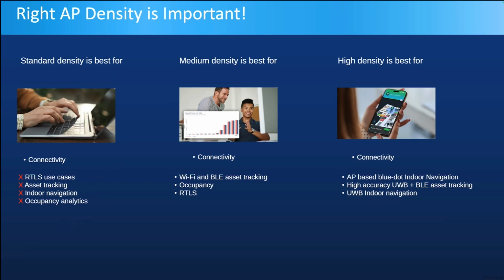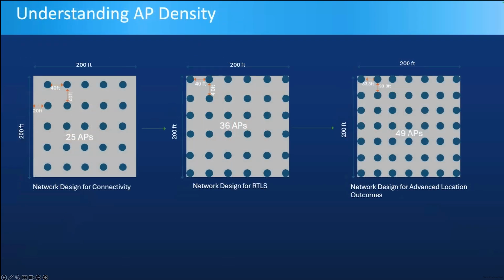Then for those same APs of a generation ago, before Wi-Fi 7 came in, if you want to have good location, you need to place the APs on the perimeter. You look here in this diagram: on the left is network design for connectivity, and this is for 6 gigahertz connectivity. This is just an example to show how the AP counts change.